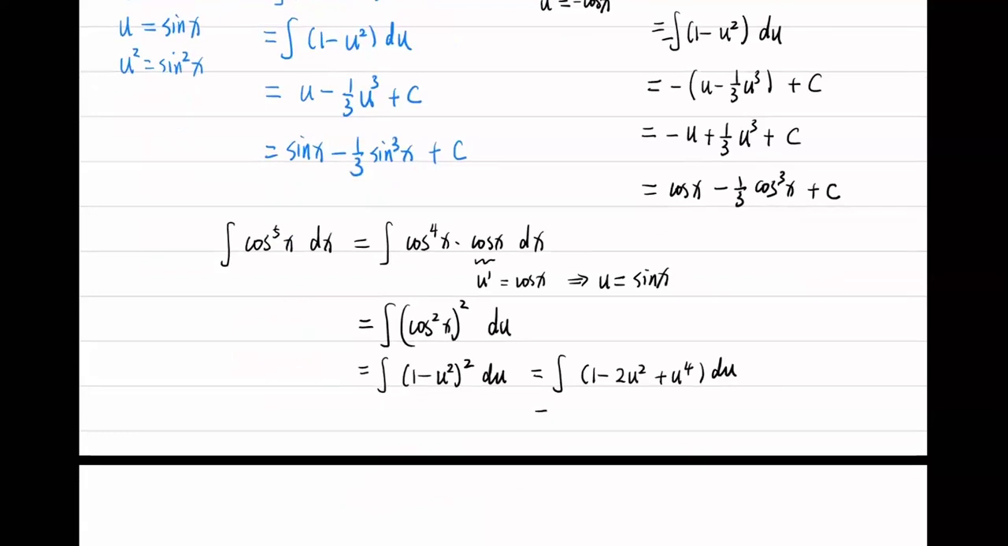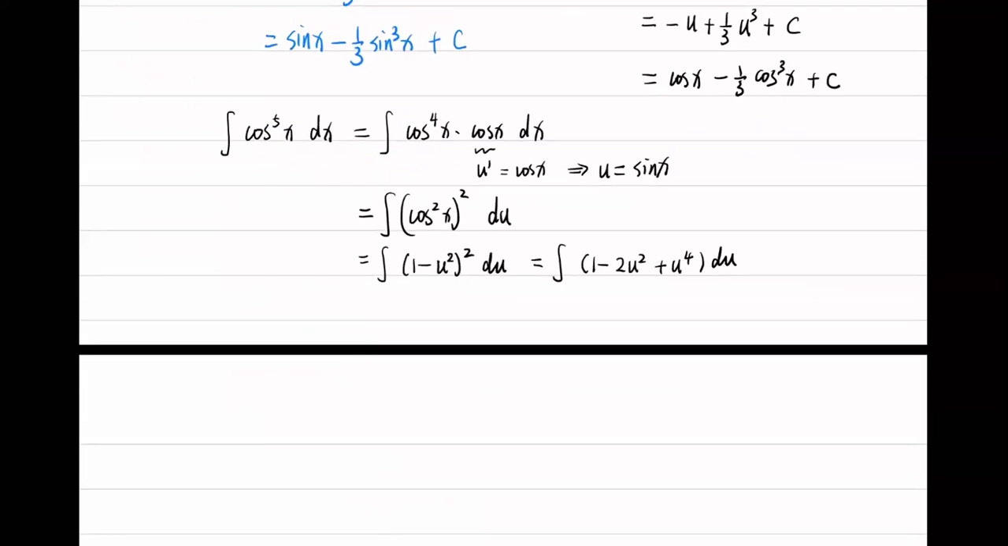u, u cube, u to the fifth over five. Then we switch back to x. u is sine x.